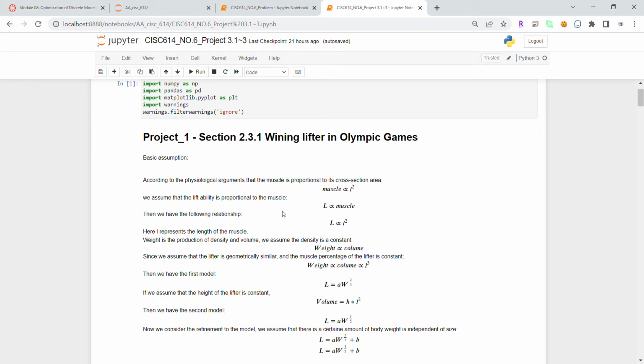the cross-section area. And here the lowercase l represents the length of the muscle. And we know that weight is the product of density and volume. So we assume that density is constant.